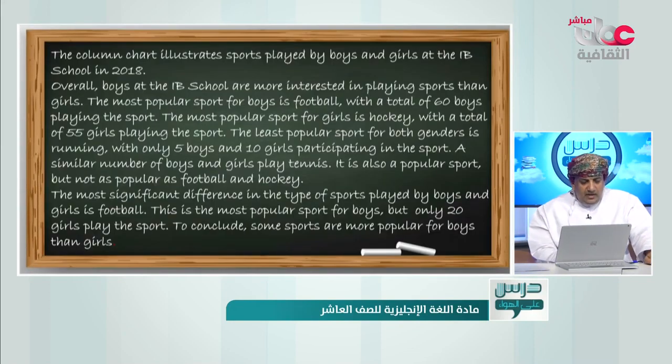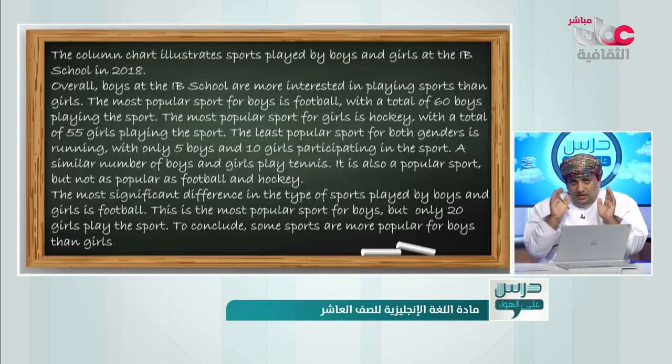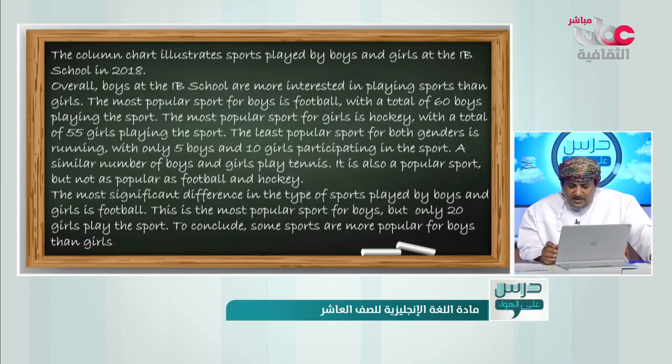So now this is the whole thing about the chart. If you write like this, you will get the final number, or 5 out of 5. You should start your writing by saying the column chart illustrates sport played by boys and girls at the IB school in 2018. This is the introduction.